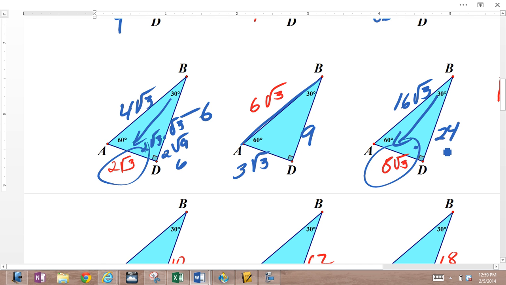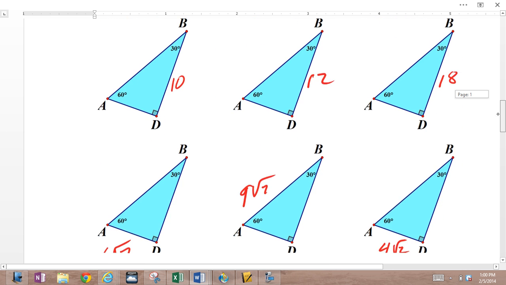And somebody might be saying, oh, 24 is longer than 16 root 3. It is not. Remember, root 3 is about 1.73. So I can guarantee you 16 times 1.73 will be longer than 24. Guaranteed. Okay, here we go again.